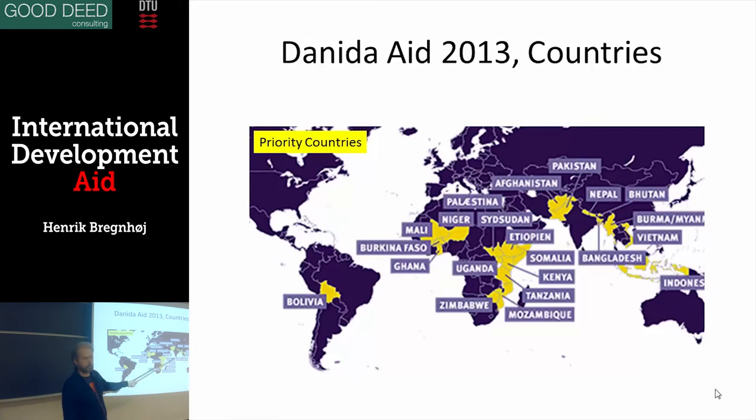This picture is changing over the years, and right now Vietnam and Bhutan are actually being lifted out of poverty. They're too rich now, and so those projects, those programs that they have in those countries are being phased out. So the picture is changing here, but basically it's still some of the most poor countries that they're working with.